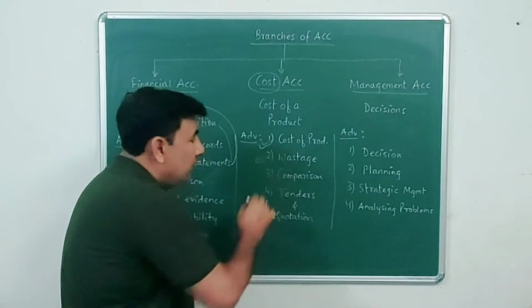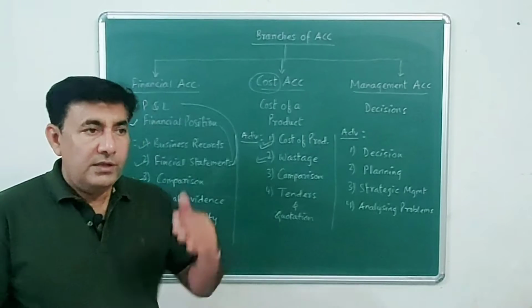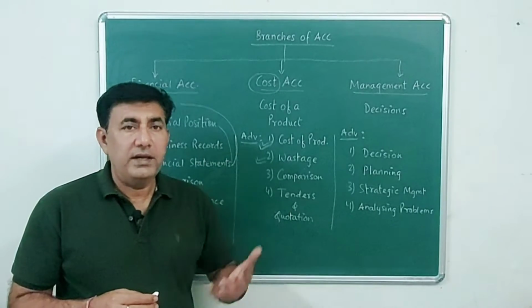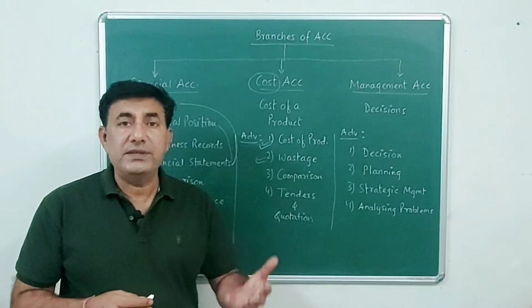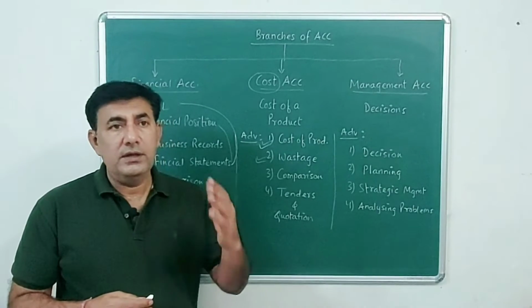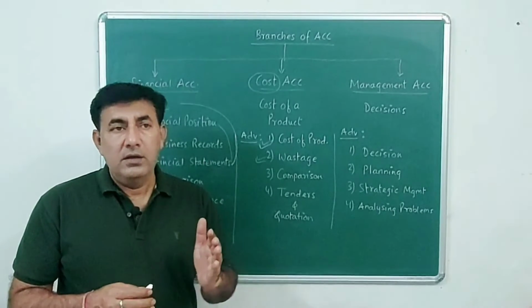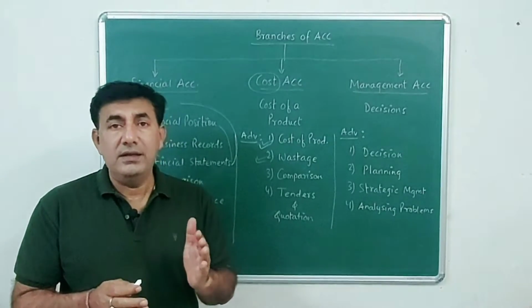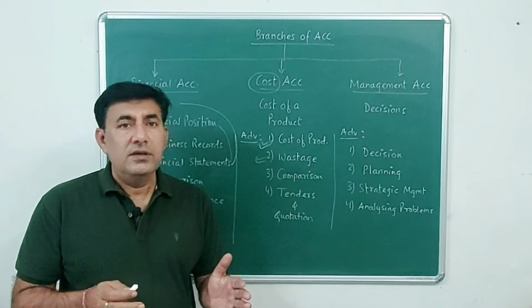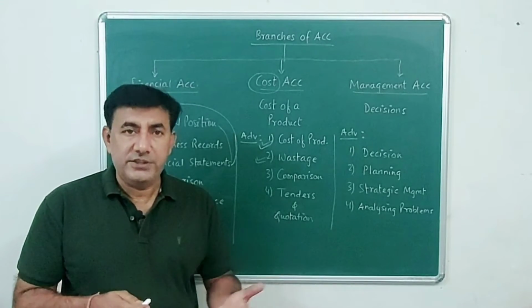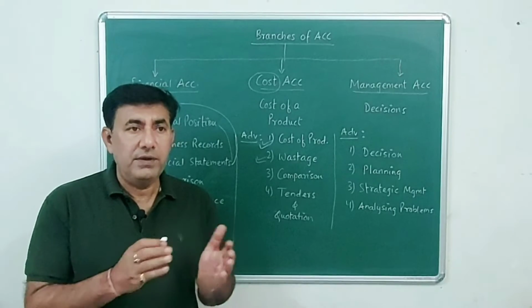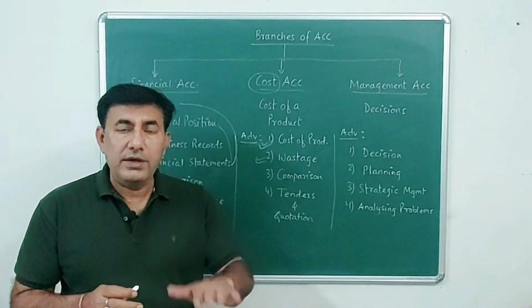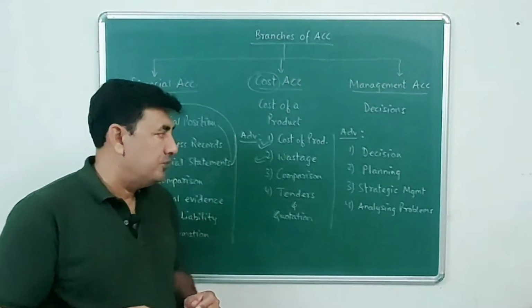Then it helps to reduce wastages in the production process. You might have seen that a lot of raw materials have been wasted. If there is not a proper planning of how much material is required in the production process, a lot of things will be wastage. That will add to the loss of a company or reduce the profitability of the company.